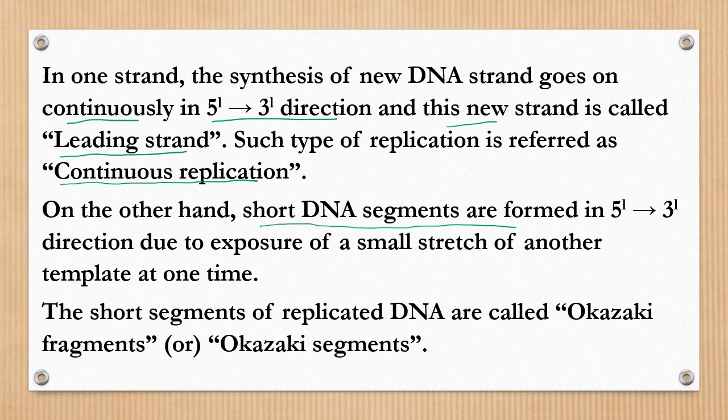So let's see here. Suppose this is one strand, it is 3 to 5. On this one strand, the DNA forms in the 5 to 3 direction, forming continuously.